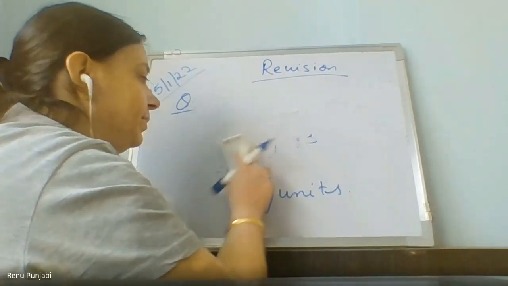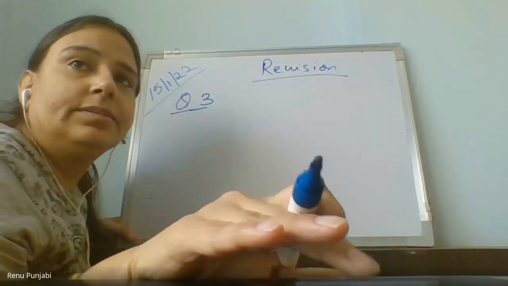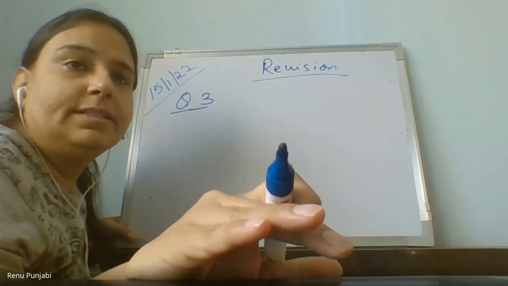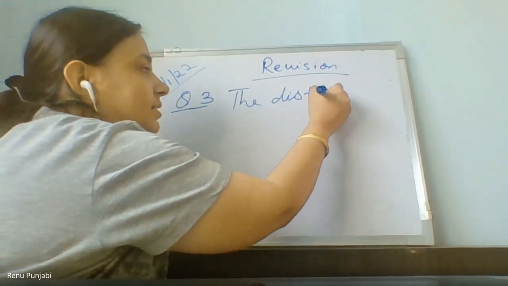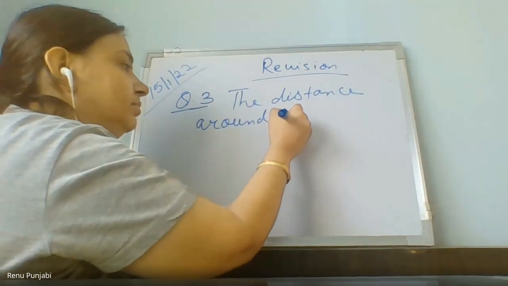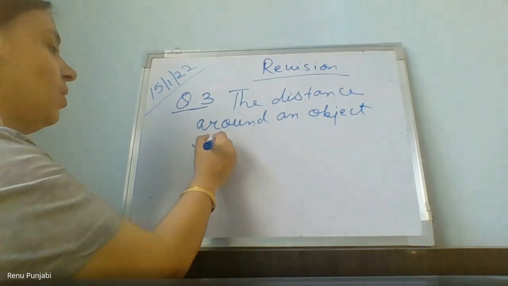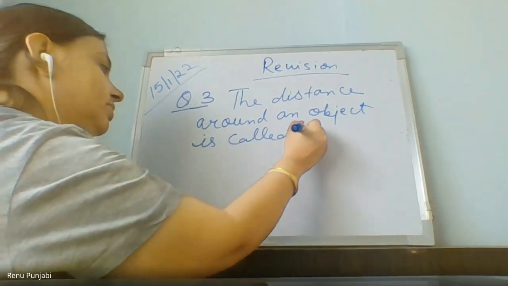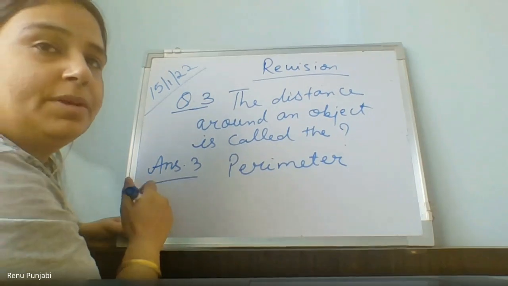Write the question number 3. Mute your mics. The distance around an object is called the perimeter. The answer is perimeter. So, ma'am, the area is the space. We will do that also now. First write this.